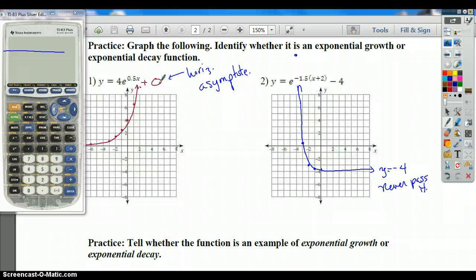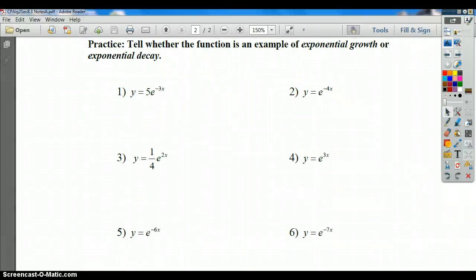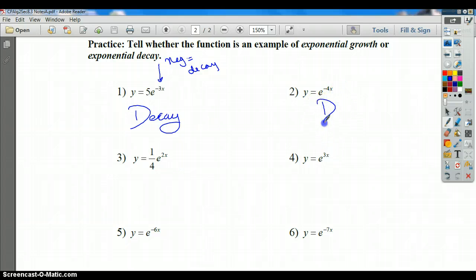Okay? So pause this again. You can always plug these in the graphing calculator to see if they're exponential growth or decay. But the pattern you should be picking up on is if you have a negative exponent, this is going to be decay. That's what that means. So this one will be decay. It will get smaller as you go to the right. This will be decay because of the negative exponent.